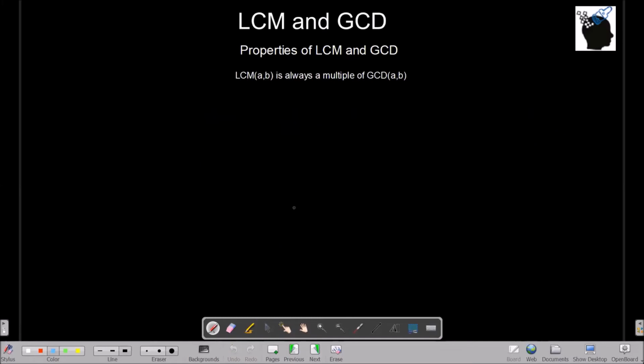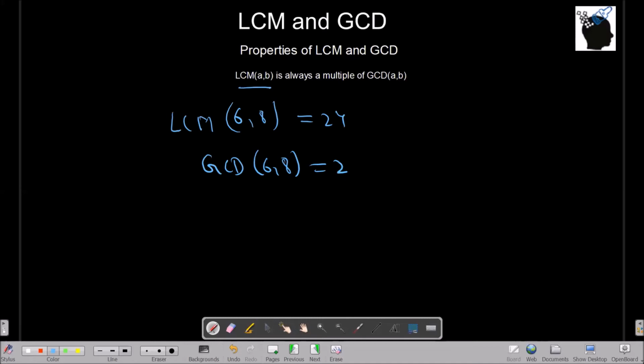Now the next property is LCM of any two numbers will always be a multiple of their GCD. Let's take an example. So let's take the two numbers as 6, 8. We already know their LCM is 24 and their GCD is 2. So remember this, LCM of two numbers will always be a multiple of their GCD. So 24 will always be divisible by 2. So whenever you try to divide LCM by GCD of any two numbers, you'll always get an integer.